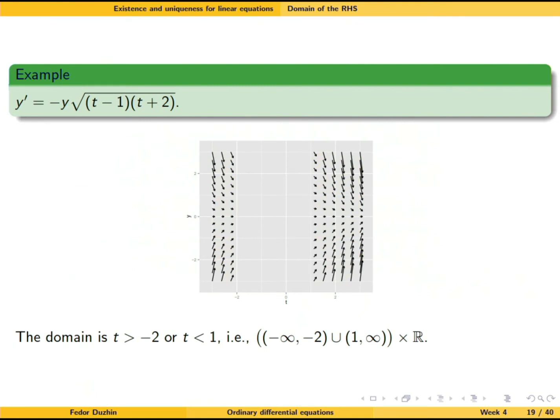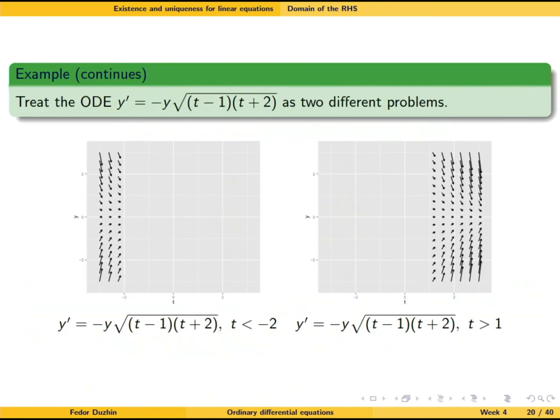So here is an example when the domain in t is a union of two intervals, but then it means that the domain in t and y is basically the same. So t has to be either bigger than -2 or less than 1. So we get two half planes and an infinite strip, a blank strip, where it is undefined in between them. Well, and here is one more example. Well, sorry, it's the same example.